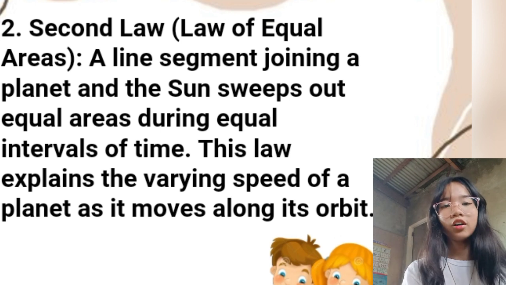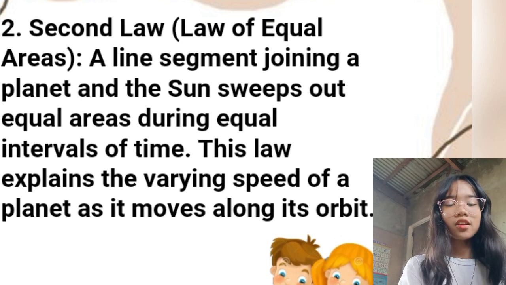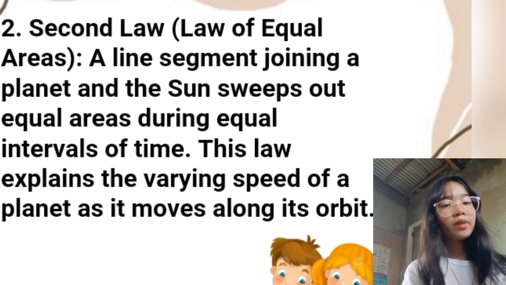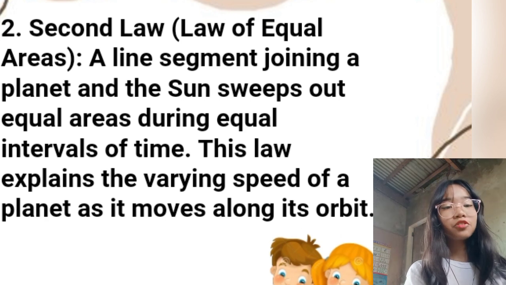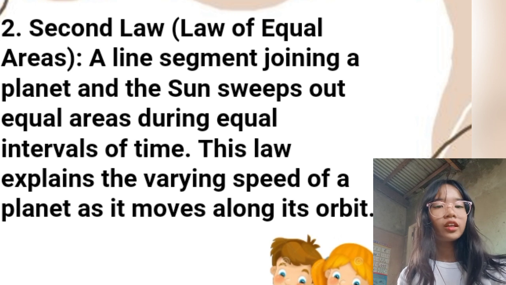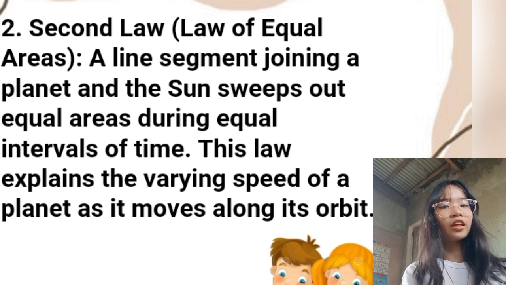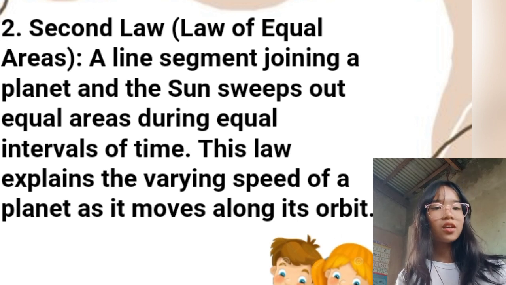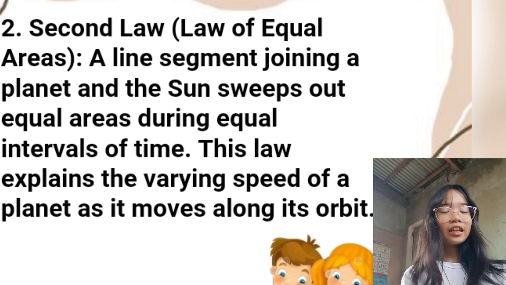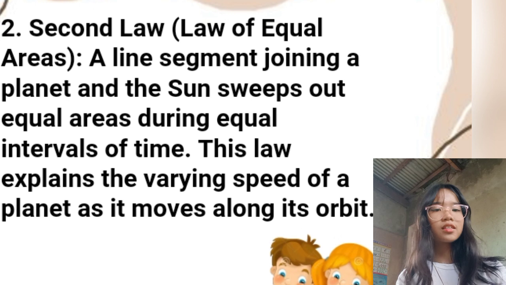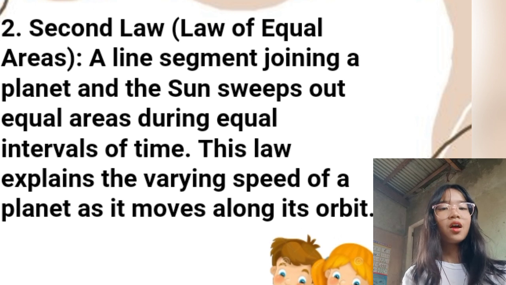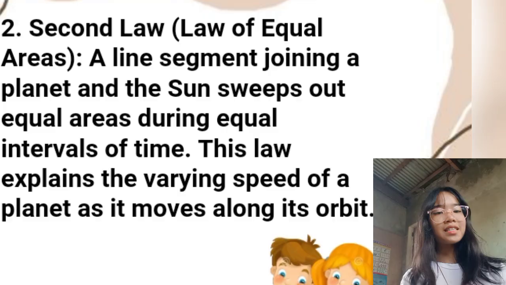So, in the second law, the law of equal areas helps explain why planets travel at different speeds at different points in their orbits. When a planet is closer to the Sun, it covers a greater distance in a shorter amount of time, leading to faster orbital speeds. Conversely, when the planet is farther from the Sun, it covers a smaller distance in the same time interval, resulting in slower speeds.